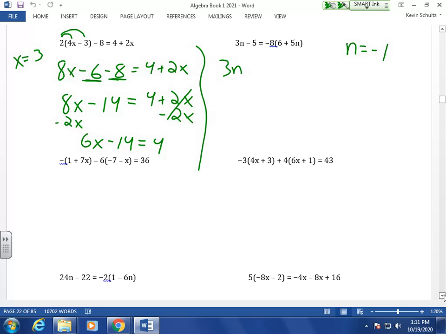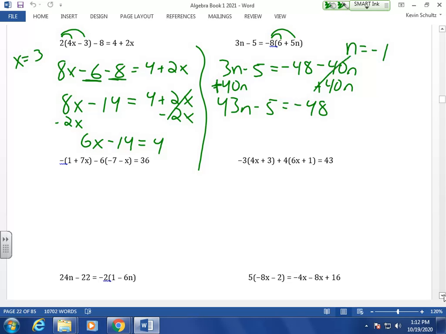So for this one, same situation here in the sense that we've got one side of this we're not doing anything with, 3n minus 5, and then we're distributing that negative 8. So negative 8 times 6 is negative 48. Negative 8 times 5n is negative 40n. Just remember that sign belongs to that 8. Nothing to combine here, so we can go straight to moving our variables from one side to the other. Just to keep things positive, I will add 40n to both sides. That gives me 43n minus 5 equals negative 48 after those cancel out there.